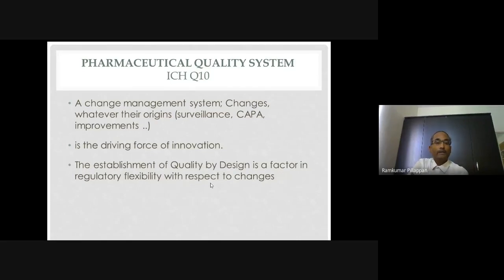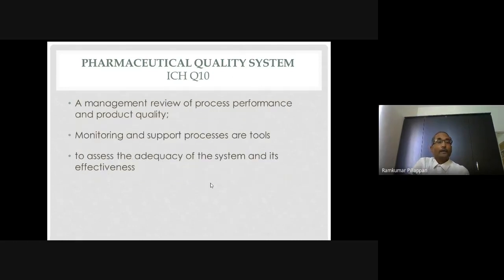Establishment of quality by design is a very important thing so that regulatory flexibility is available. What is regulatory flexibility? When my QbD is good, that means I can very comfortably change the hardness within the permissible limits and still be sure my quality is good. I can comfortably change the thickness within the limits and still be sure my final dissolution, my final quality, is not affected. A management review of process performance and product quality is very important.